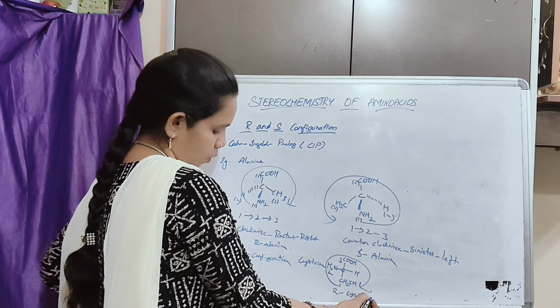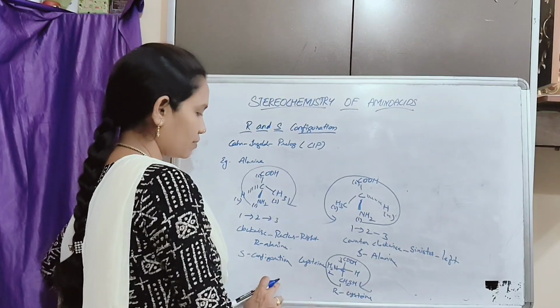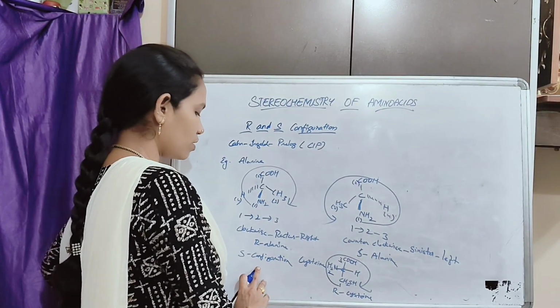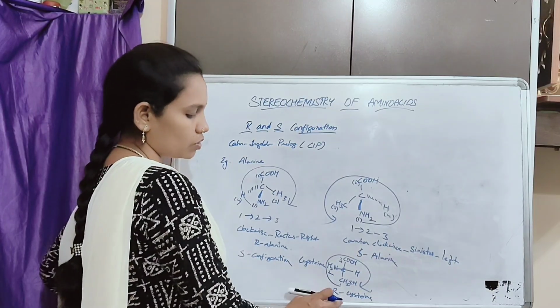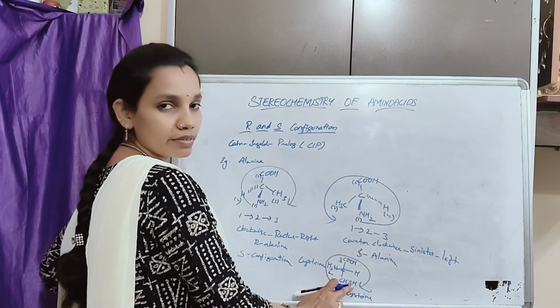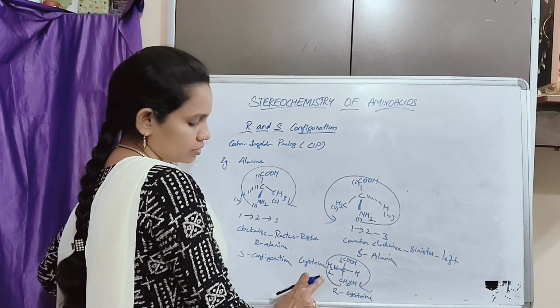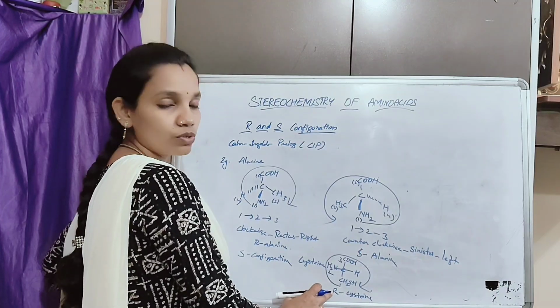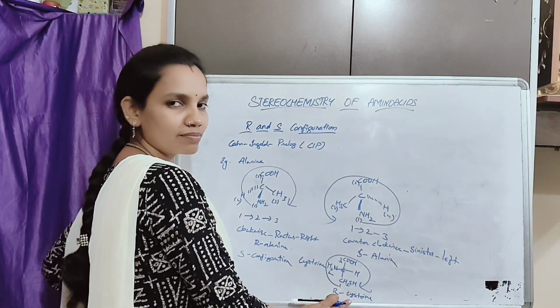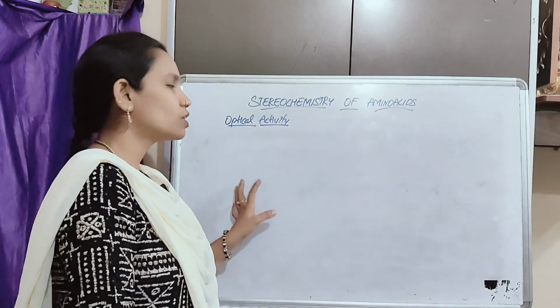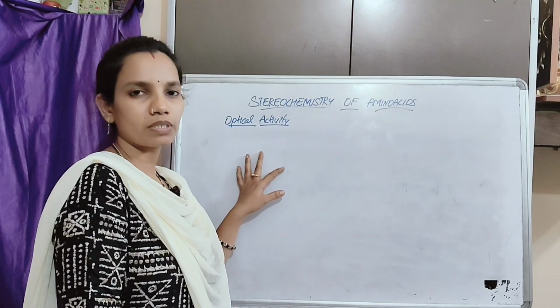Is it clear? Why it is R configuration? Before we are saying that all L amino acids are S configuration only except cysteine, because due to the sulfur high atomic number, now this cysteine configuration has been changed to R configuration, that is R cysteine. Is it clear? Now let's see the next topic, that is optical activity.